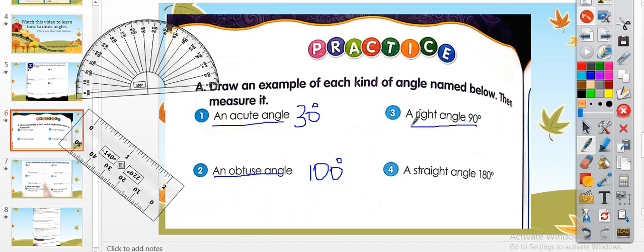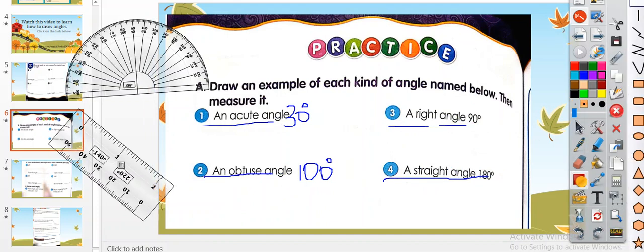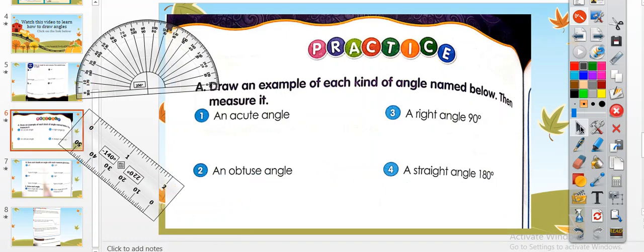A right angle, as we just did before here, you're going to draw it, and a straight angle, and of course this is going to be the easiest one because it is just about drawing a straight line. This is a straight angle. This is the easiest one. Remember, it's just about practicing. Now let's go here to the next slide.